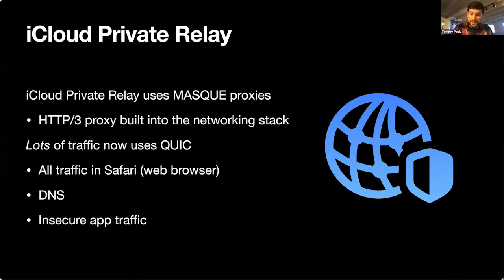And the really cool consequence of this is that now we can see what the world looks like when a lot of traffic starts using QUIC. So right now, this service isn't doing everything. We're focusing right now on all traffic in Apple's browser, Safari, regardless of if the web server supports QUIC. It's also used for all of our DNS traffic and any insecure traffic within apps. So without needing to wait for server or app adoption, we're able to start measuring and seeing what it's like to move traffic over QUIC right now.